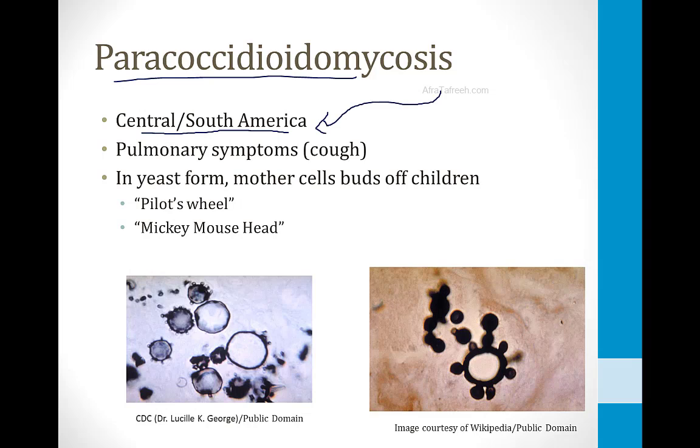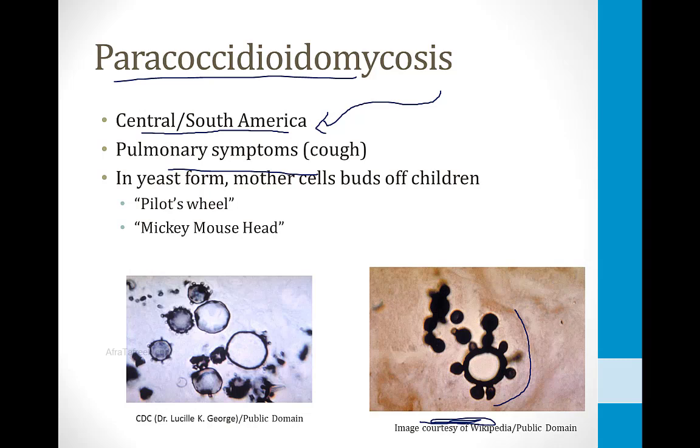Patients get pulmonary symptoms like a cough, and what's unique about this fungal infection that you need to know is that it has a classic pathology finding called the pilot's wheel or the Mickey Mouse head. So let's look down here on the right. What's happening down here is that you have a mother cell in the middle budding off multiple small cells on the side, and that's why it forms this structure that looks like a pilot's wheel. Sometimes it's described as a Mickey Mouse head.